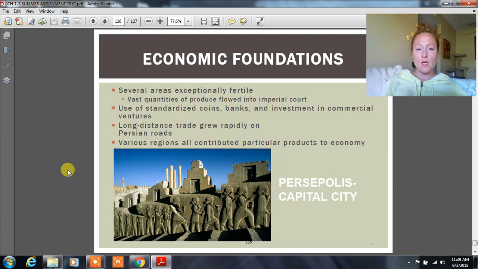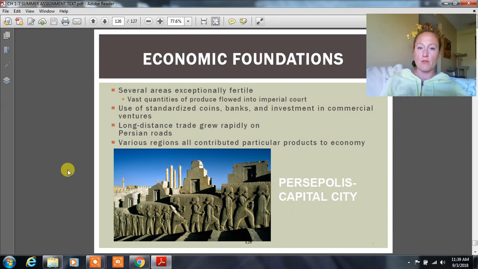So the economic foundations: with the vast empire, several areas were actually exceptionally fertile, and so this is going to allow for a lot of produce or agricultural surplus, and so they'll be able to use things like the Persian Road to transport food goods across the empire. As I mentioned earlier, they're going to develop standardized coins, and with the established coinage system, this means you're also going to start to have banks, and you're even going to have merchants investing in commercial ventures, and so it's a pretty modern economic system the Persian Empire is going to develop.